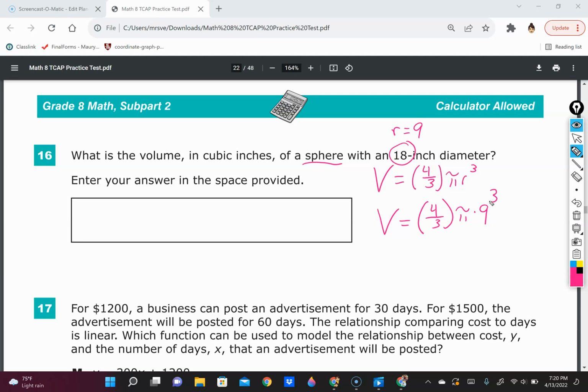Plug it into your calculator, and we will get somewhere about 3,053. Doesn't tell us where to round, so somewhere close to that answer.